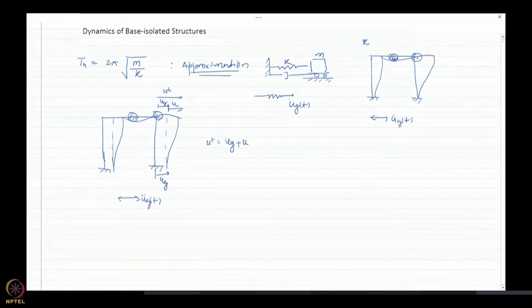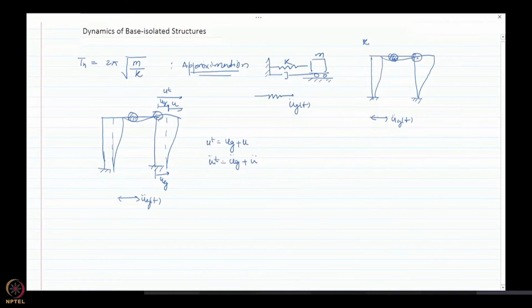Remember the degree of freedom that we are representing: we are saying that this whole frame can be represented as a single degree of freedom system if the members are very rigid, so that whatever this node is going through, the same is going through at the right node. If we consider the lateral deformation, that is what denotes the degree of freedom. So the total displacement of the mass is ug plus u. And if you want, the total acceleration, you can differentiate it twice, and it would be this.